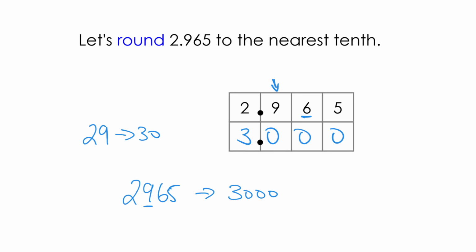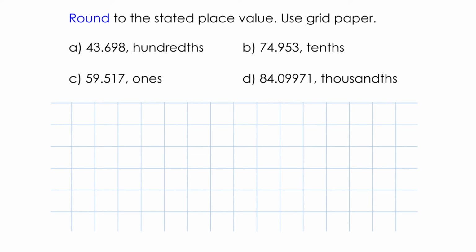Here's the final slide, this long video, and it says round to the stated place value using grid paper. So let's do A over here. It says 43.698, and it needs it to the nearest hundredths. The nearest hundredths, this is the value that matters. So this would turn into a 0. So you're basically rounding 69 up.